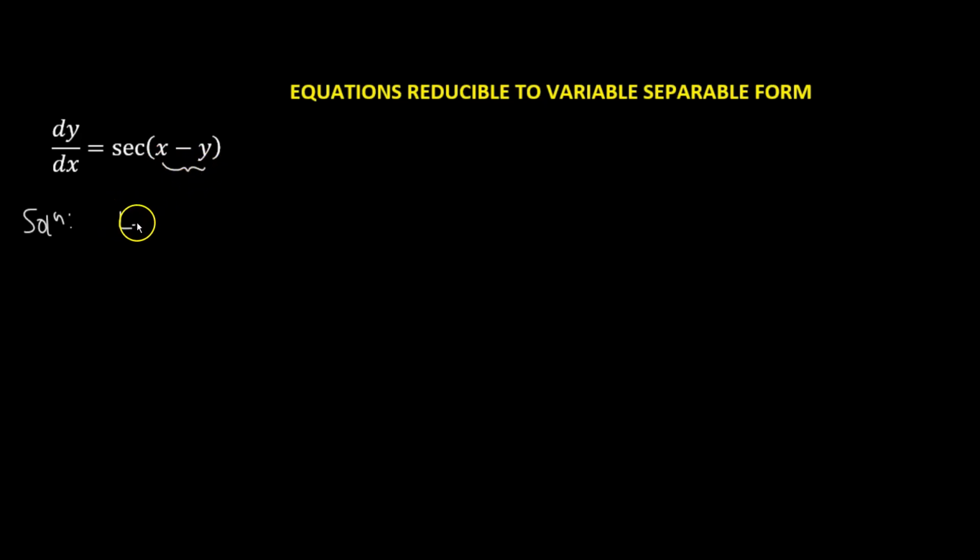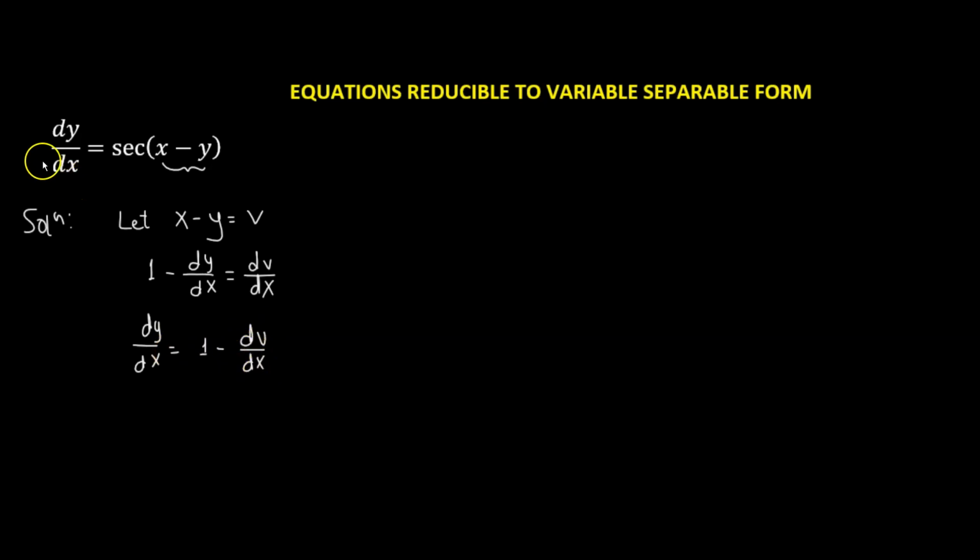So what we will do is start by assuming that x minus y is equal to some variable v. Then we differentiate both sides with respect to x. That will give us 1 minus dy over dx equals dv over dx. Now isolating dy over dx, we get 1 minus dv over dx.